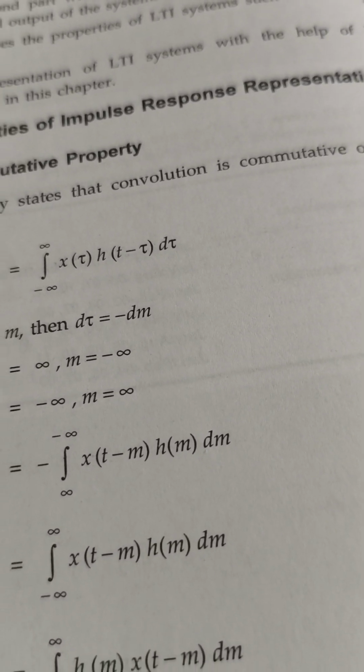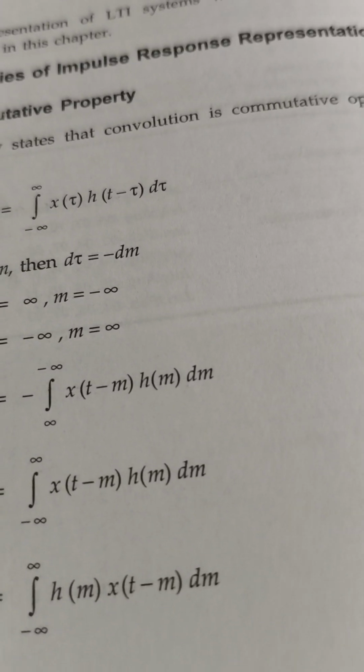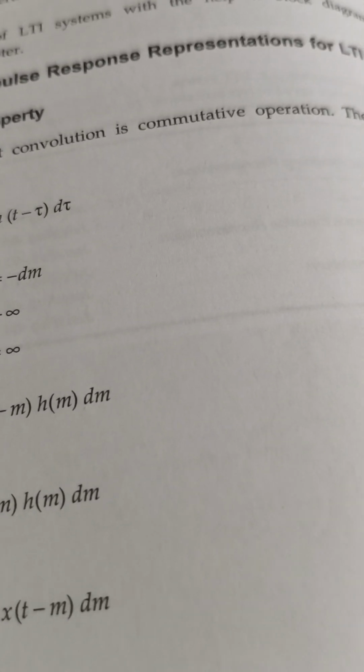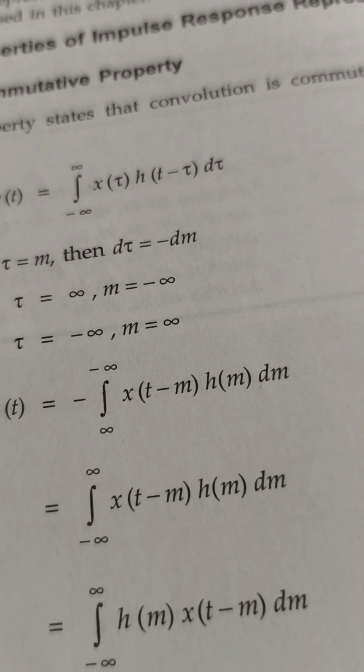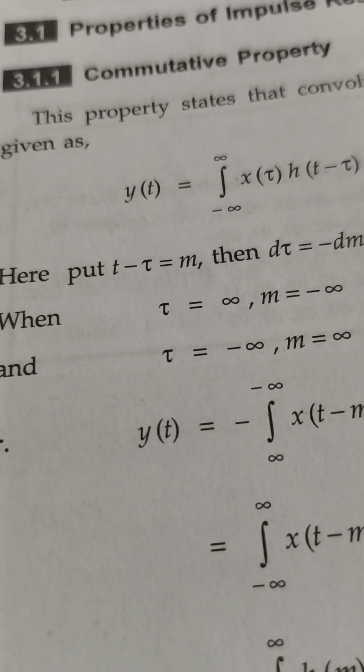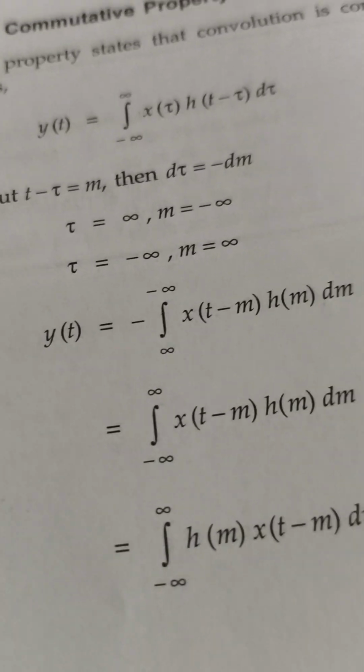Then h of t minus tau. When we use that, t minus tau we consider as m. Therefore, it becomes h of m. Then d tau will be equal to minus dm. This minus we have taken outside. Therefore, these equations become like this equation.